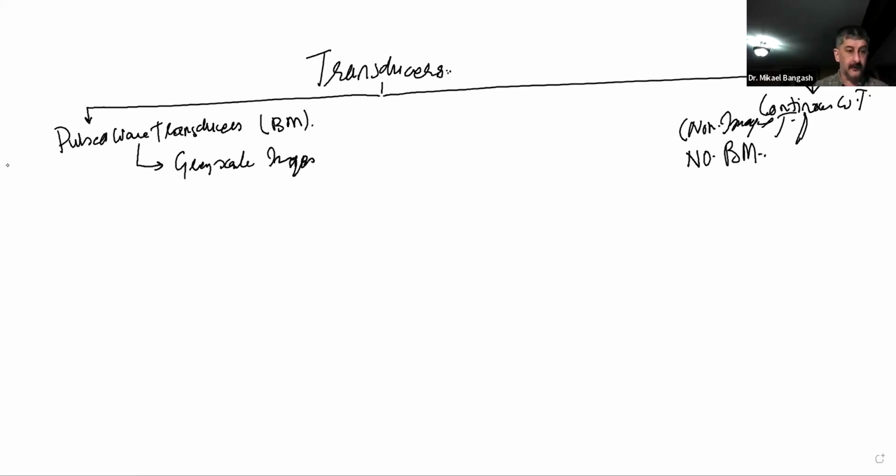Mainly, let's do it this way: if we use them in B mode, what is it that we are going to get? We're going to get plain grayscale imaging. Is that clear?